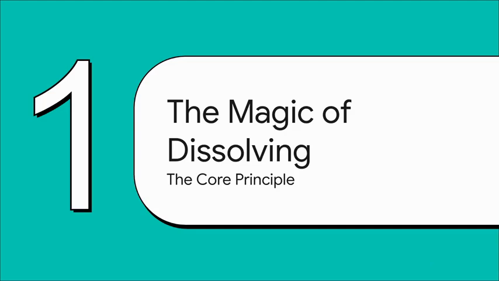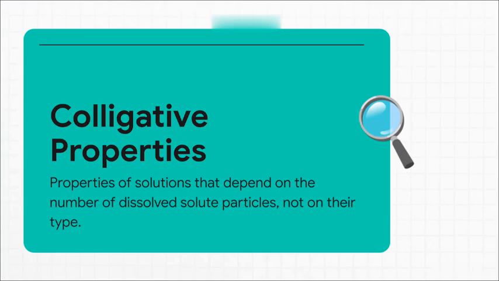Okay, so before we get to all the cool effects, we've got to understand the one simple rule that's behind all of them. This is the central idea, the one thing that makes this whole thing tick. And here's the official name for it. It's called colligative properties. Now, that sounds pretty complex, I know, but the idea itself is beautifully simple. It's all about counting. These are properties that change based only on how many little particles you've dissolved, not what those particles actually are. It could be salt, it could be sugar, it could be something else entirely.